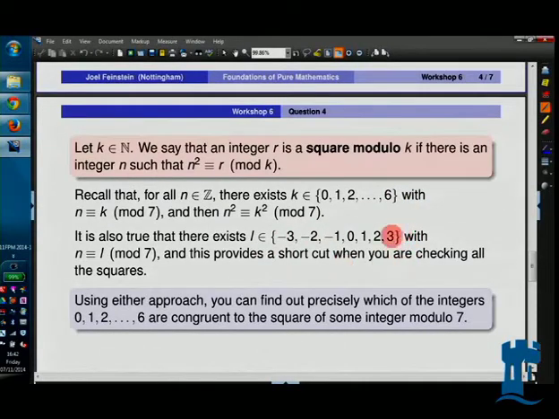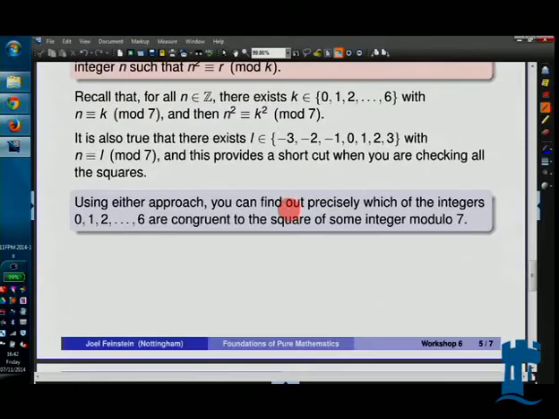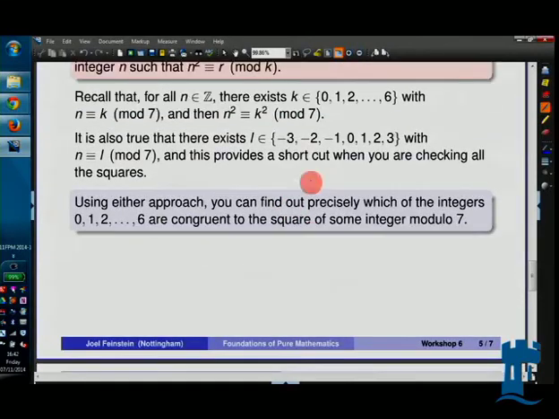So what you're supposed to do in this question is square these things and see what you get modulo 7, and everything else squared will be one of those modulo 7, because everything is congruent to one of these mod 7. So the first thing you can do is work out which of 0, 1, 2 up to 6 are congruent to the square of some integer. And you should just square these numbers and see what you get modulo 7. And there aren't very many of them.